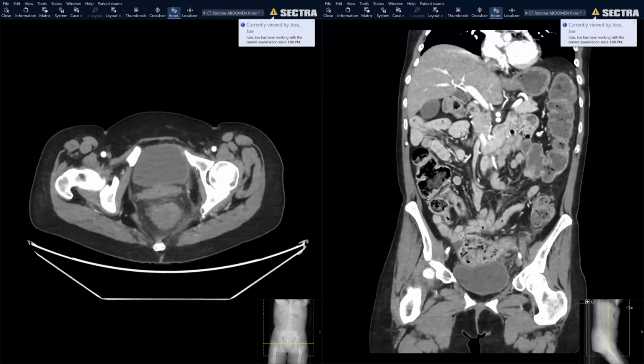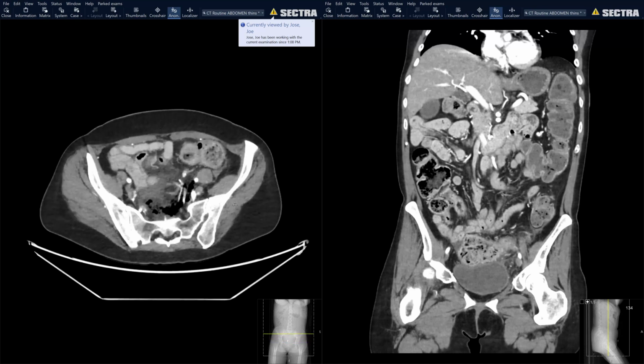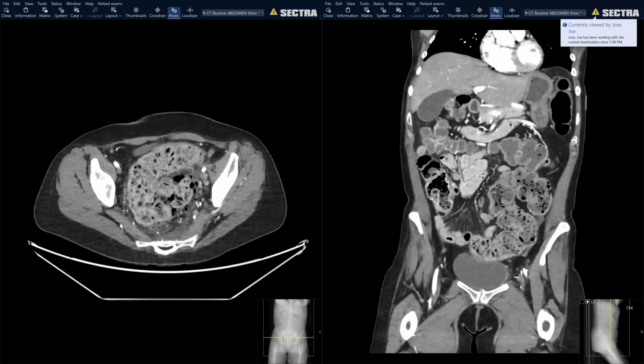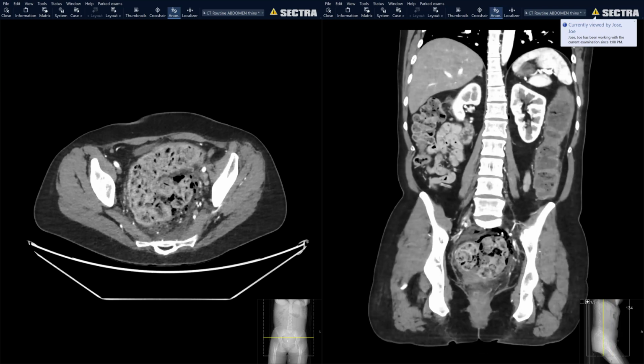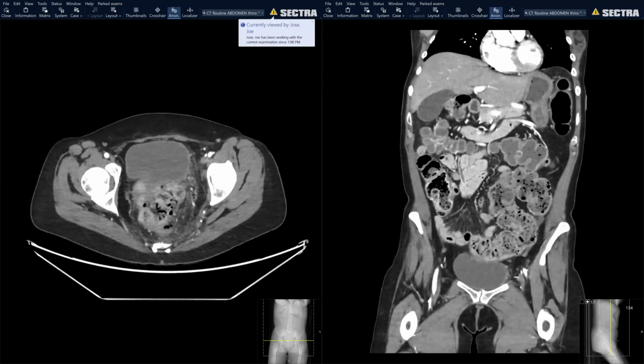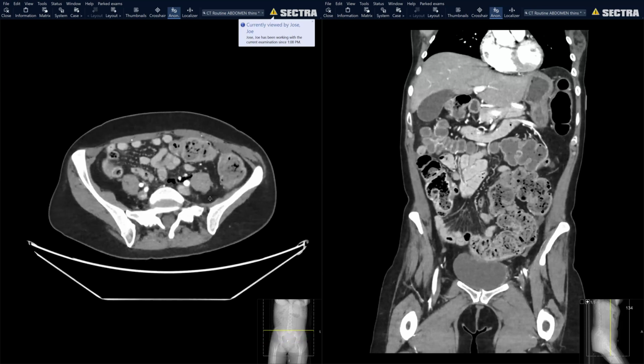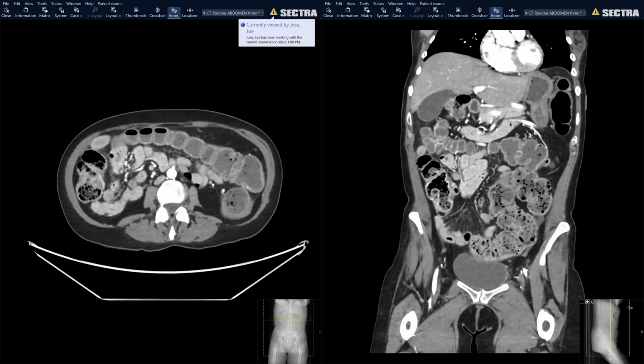Axial. Yeah, so we have the CT axial and the coronal images. Any thoughts?